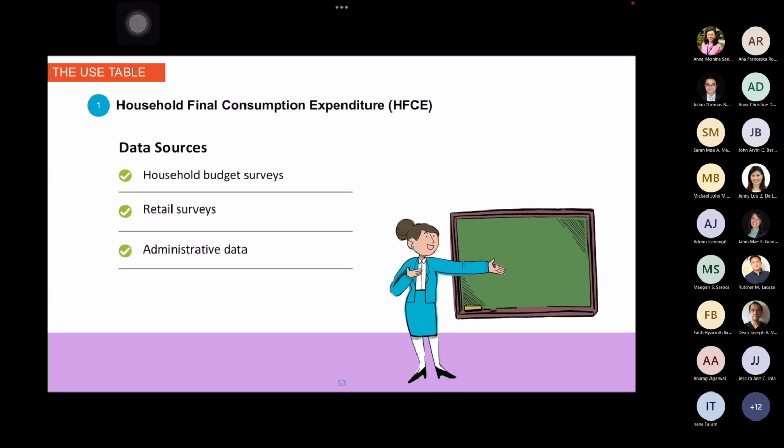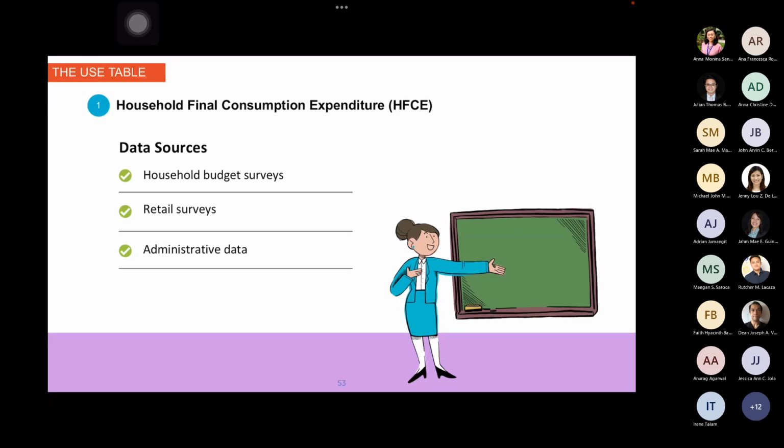Another possible source that can be explored would be the retail surveys, since most retail sales are made to households. So these retail surveys can provide, let's say, information on the turnover or revenue of retail trade enterprises.